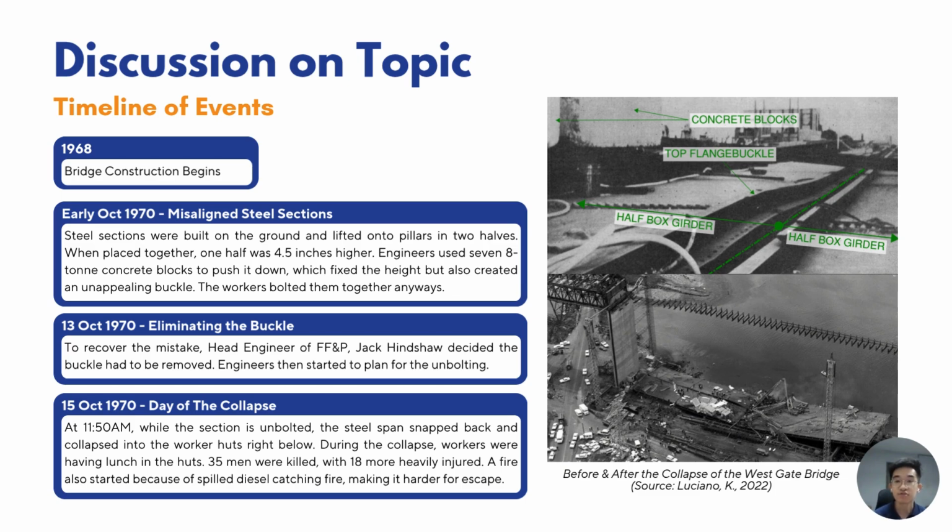Looking at the timeline, the construction started in 1968. During construction, two massive steel sections were built on the ground and lifted onto the support pillars. When they were placed together, one half was higher than the other, and to realign them, the engineers tried using heavy blocks to push it down, which actually worked, but the weight also created a buckle.